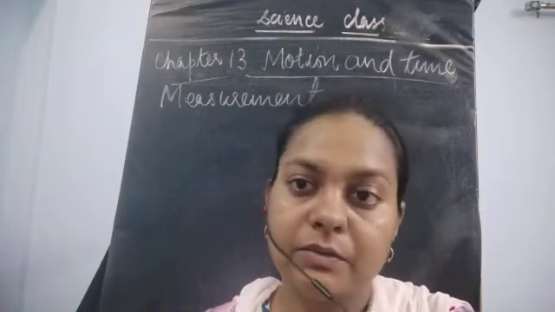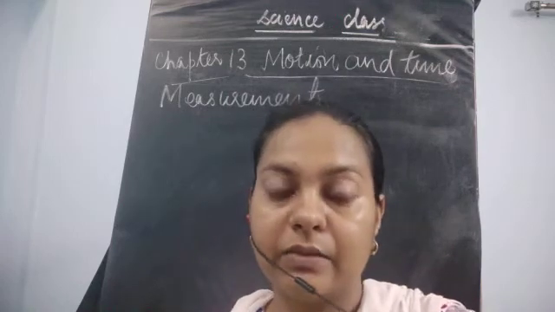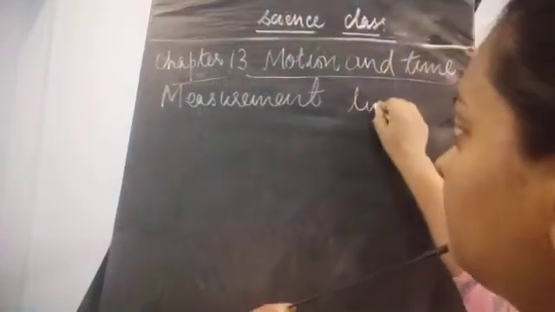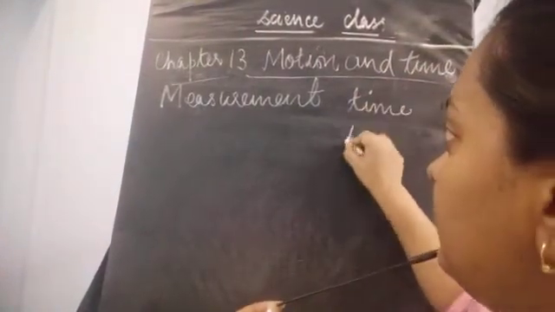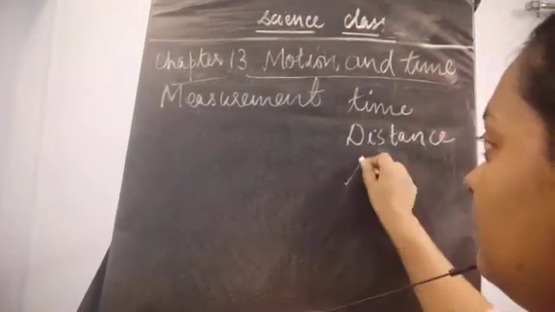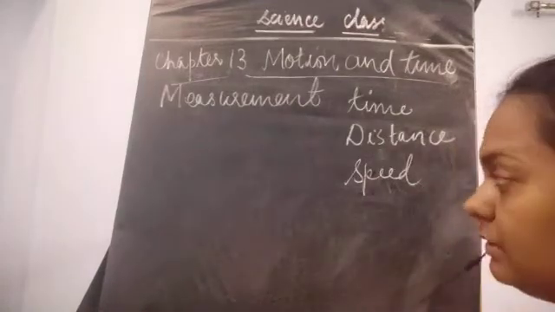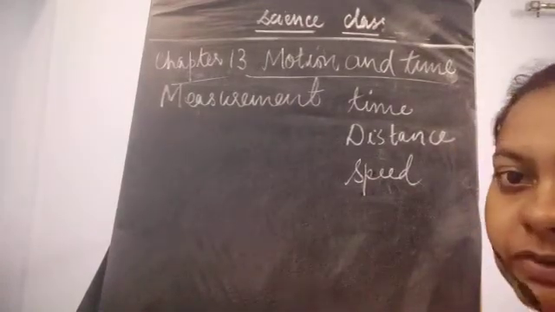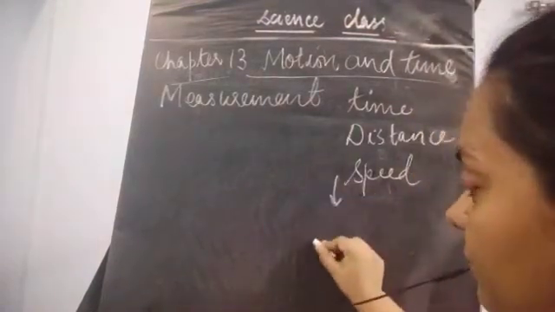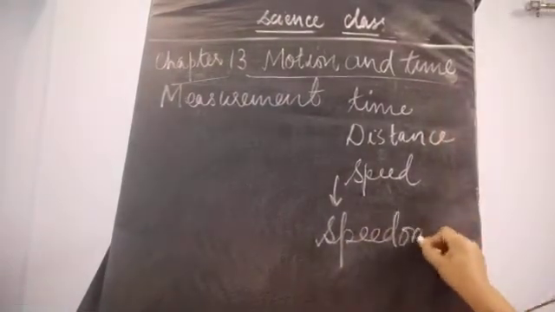Fine. Next, we need to discuss that there are different ways by which we can measure time, distance, and also speed. We need to study the measurement of time, the measurement of speed, and the measurement of distance. If we need to measure the speed, we have to use a device known as the speedometer.